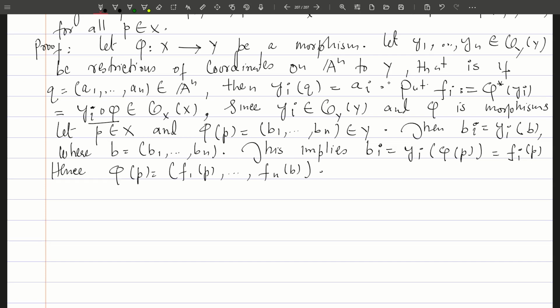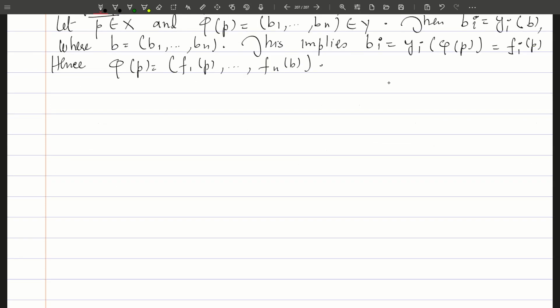So one can note here these fi's are regular functions, because each yi is regular and this phi is a morphism, hence regular. Now conversely, assume that this phi is given by an n tuple of regular functions. So we have to prove phi is a morphism. So conversely, let phi be given by an n tuple of regular functions, with these fi's regular on the whole of x.